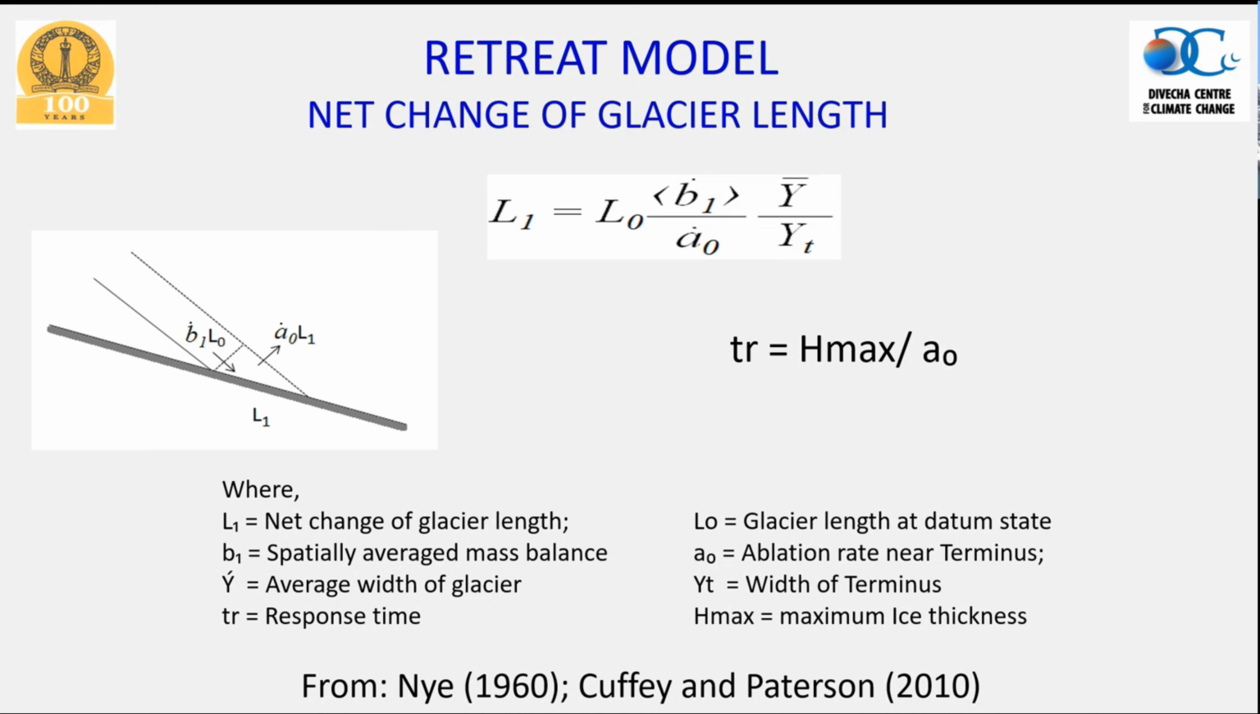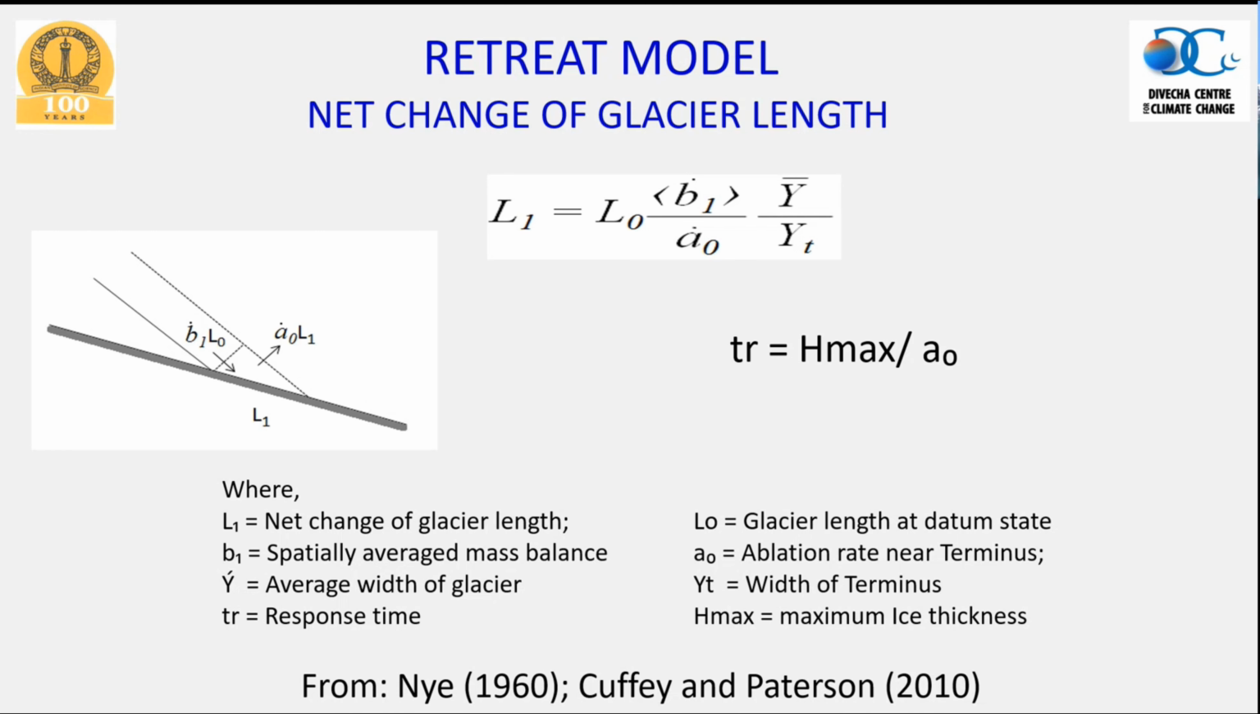This model was originally developed by Nye in his classical paper in the 1960s. If you look into it critically, this gives the net change in glacier length. You can also see this in Cuffey and Paterson's 2010 book, or a subsequent edition. So what essentially you are trying to say here is how the glacier length will change as a response to change in mass balance.